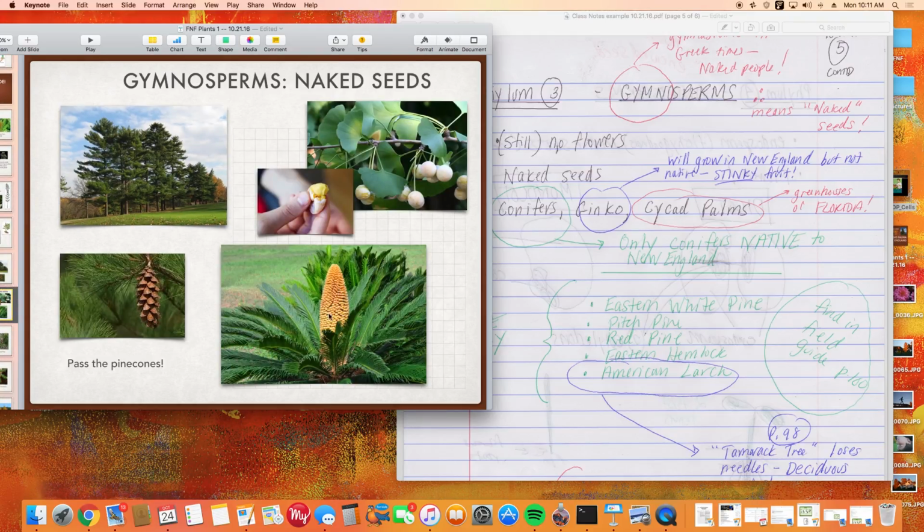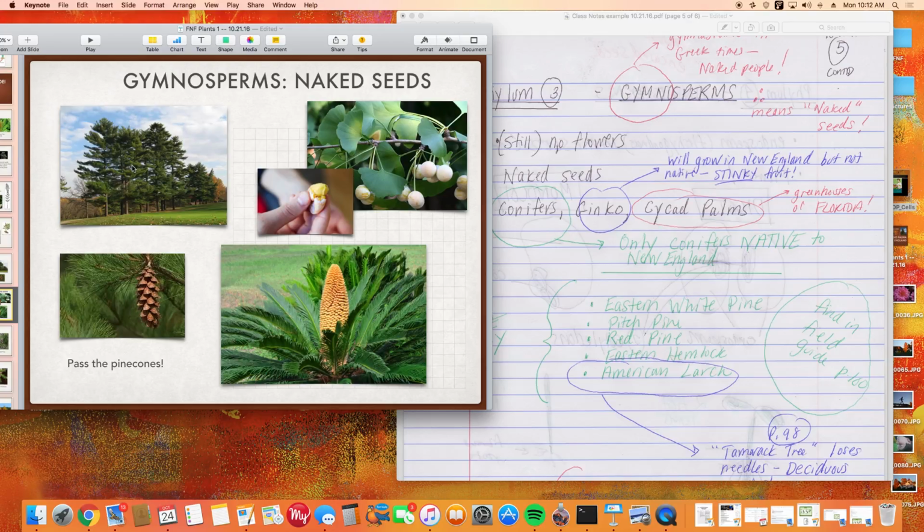But look at the cycad palm. Isn't it cool? It's really beautiful. But it looks like a pine cone, doesn't it? So same thing. These are all gymnosperms. These all have naked seeds. There's the ginkgo. There's its really distinct looking leaf and fruit. It's really stinky, but it's actually quite tasty. You can roast those. Here's our eastern white pine and the pine cones.